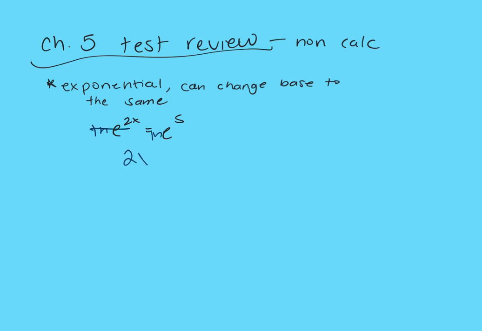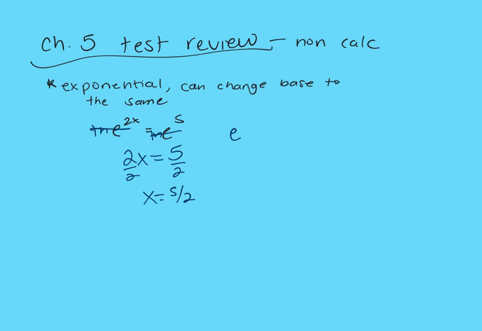Ln of e canceled, I get 2x equals ln of 5, which cancels, I just get 5, divide both sides by 2, and I get x equals 5 over 2. So something like that, you could see e's as long as they're on both sides of the equation. The only time you're going to bring in an ln is if you can do it to both sides.